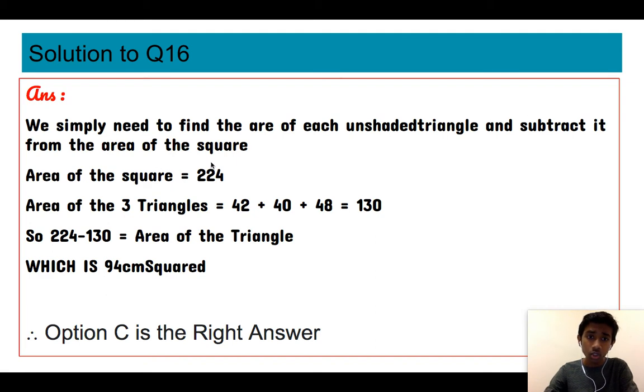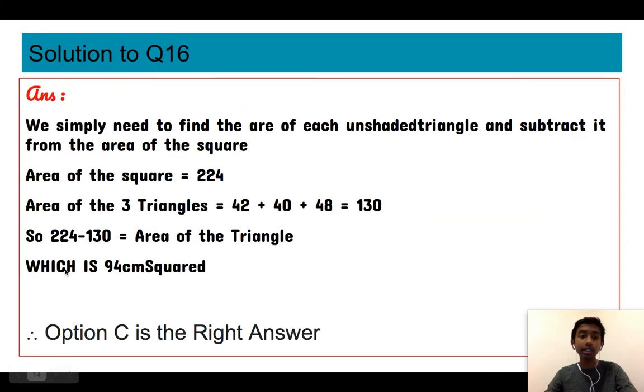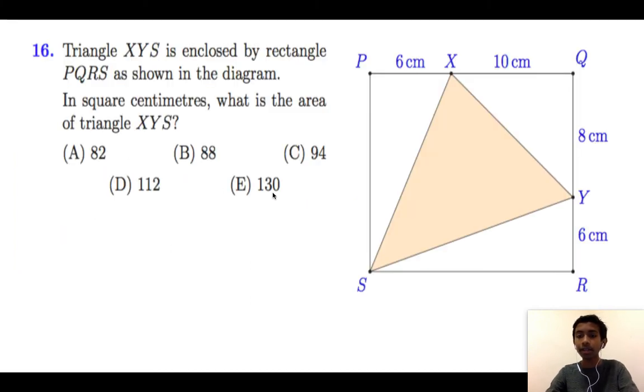So we need to do 16 times 14. That will give us 224. And then the area of the rectangle is 224. And then the areas of the three triangles, right? They are 42, 40, and 48. And how did I figure that out? This is 42, 48, 40.